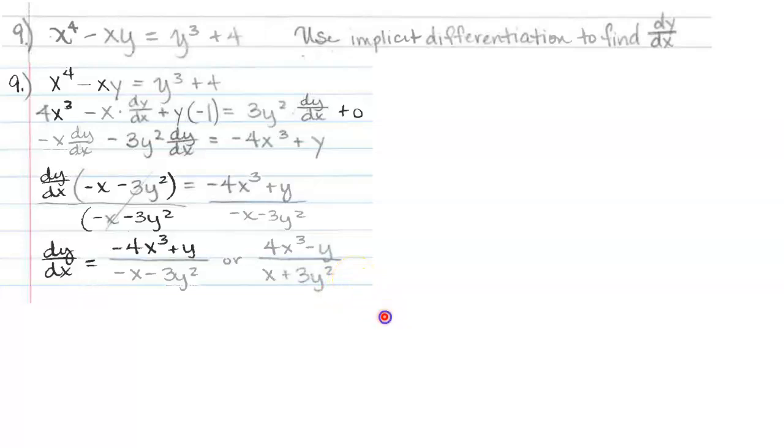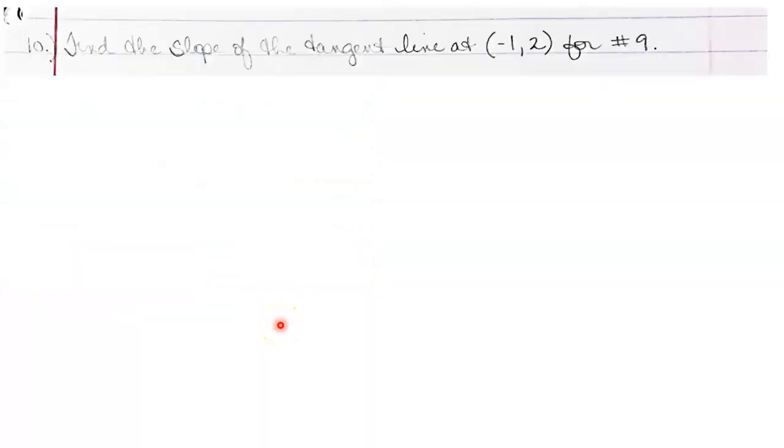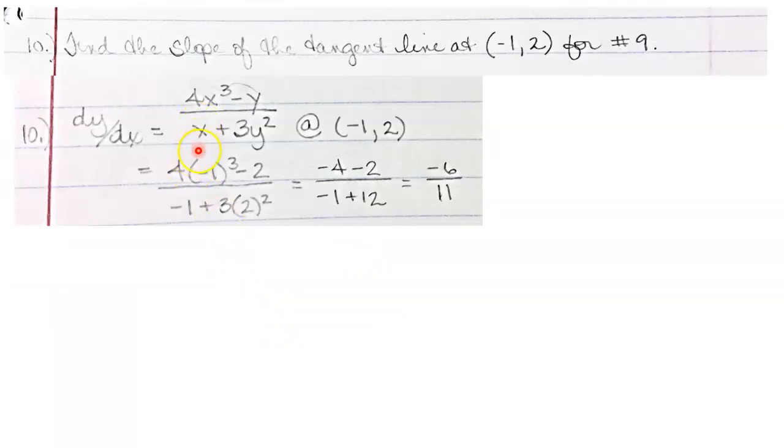All right, then for number 10, they asked us to find the derivative at a particular point, the slope of the tangent at a particular point, for this problem that we just did. So let's grab the derivative that we had here: 4x cubed minus x over x plus 3y squared. They want to know the slope of the tangent, or the derivative, at the point (-1, 2). So we're just going to put negative 1 in for x and positive 2 in for y, and then simplify, and that gives us negative 6 over 11. They also could ask us to find the equation of the tangent line now that we have a point and a slope.